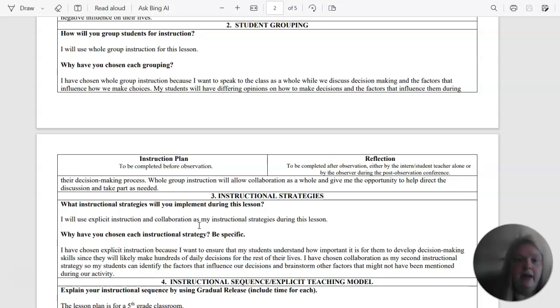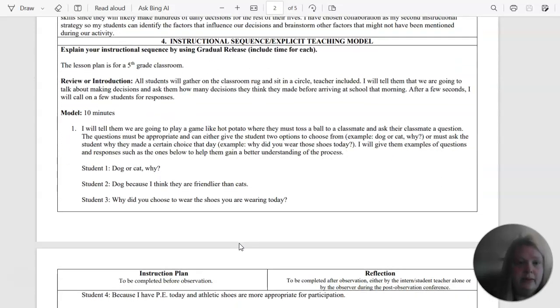I've chosen collaboration as my second instructional strategy, so my students can work together to identify factors that influence our decisions and brainstorm other factors that might not have been mentioned during our activity. This lesson plan I made is for a 5th grade classroom.